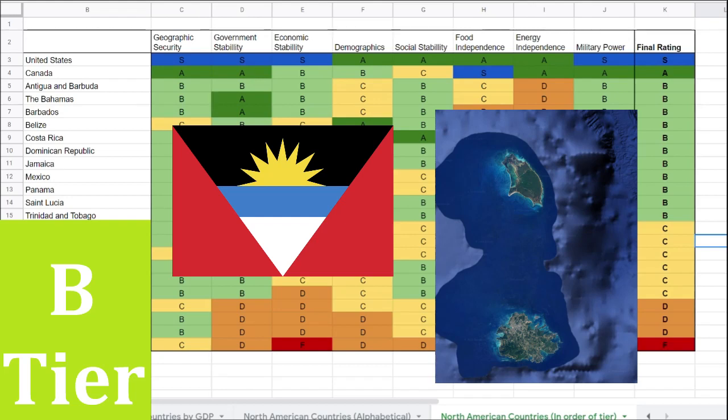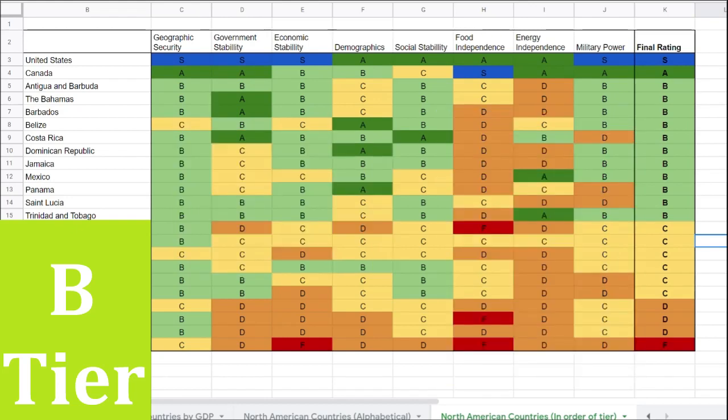Food independence, C. It imports a good portion of its food because it's an island nation, but it's in the Western Hemisphere, so it has access to the food exporting nations of America and Canada. Energy independence, D. Completely dependent on imported fossil fuels for energy. Okay, not much else to say there. Military power, B. Not much to say either. Its army is adequate and its security is pretty much guaranteed by America. There you go. That's the first Caribbean island.